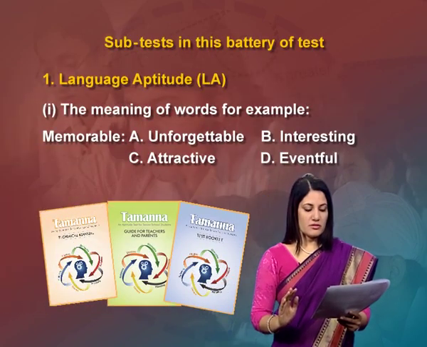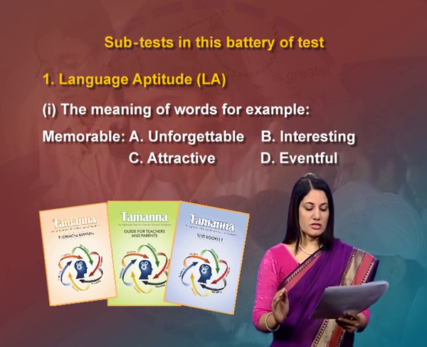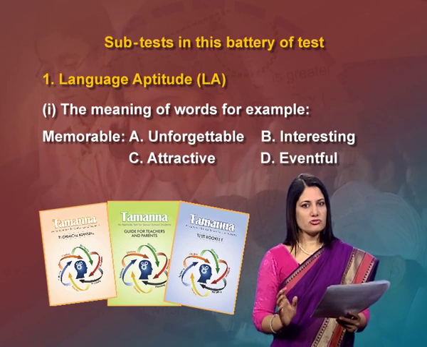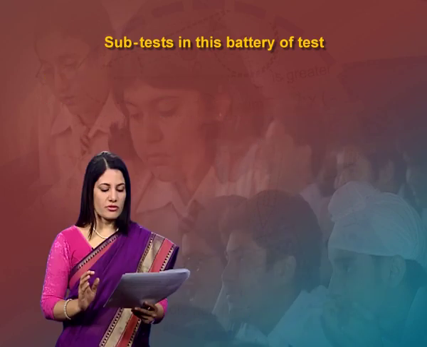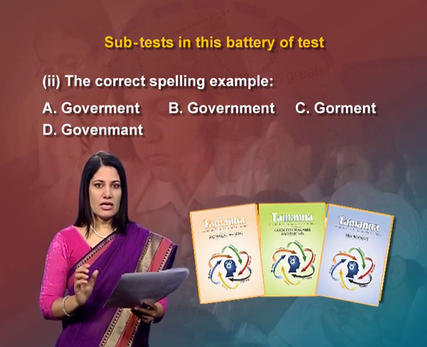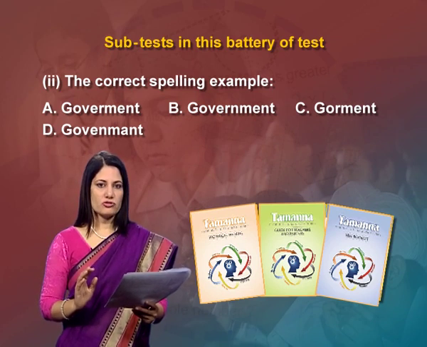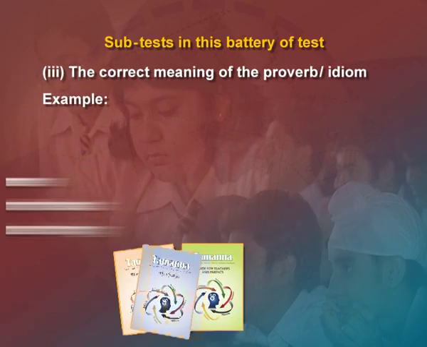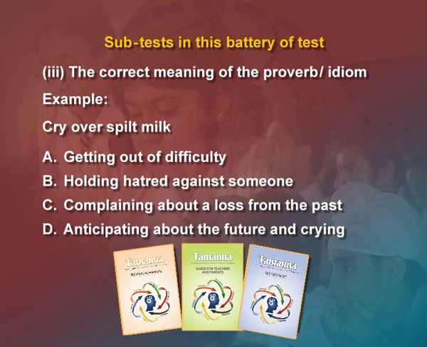Language aptitude has meaning of words, for example, memorable, which has 4 options. The student has to select the right one. Second is the correct spelling. An example is given, and after 4 options, the child has to choose which one is the right one. The third is the correct meaning of proverbs or idioms, for example, cry over spilled milk. After 4 options, the student has to select which one is the right one.